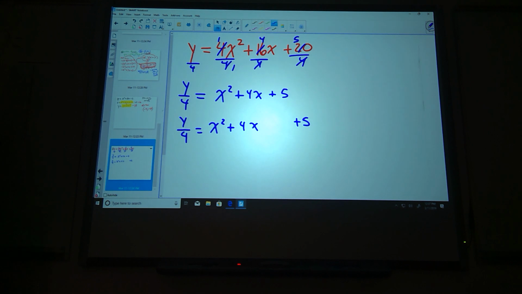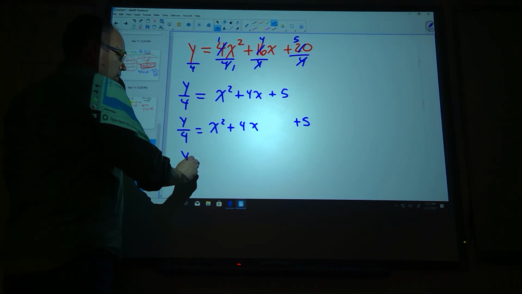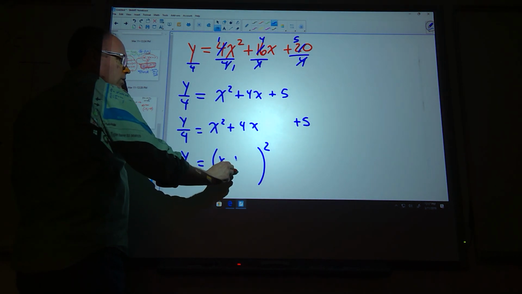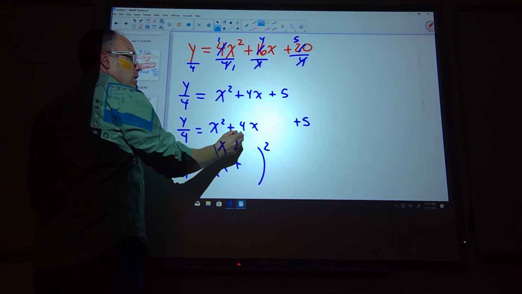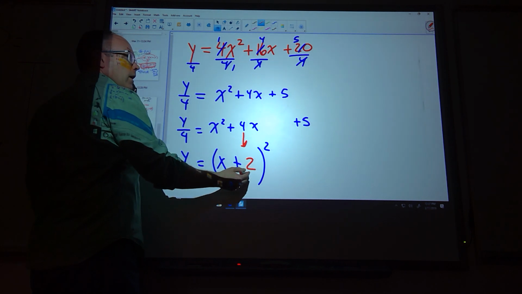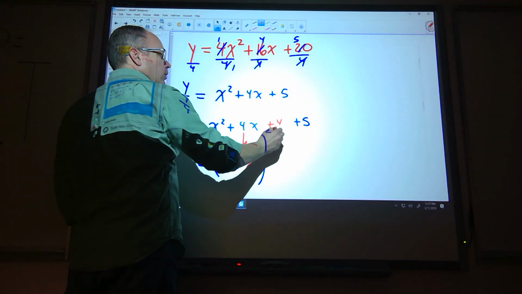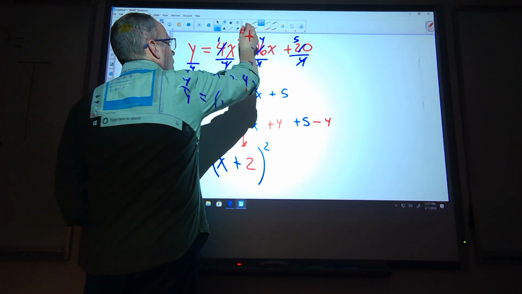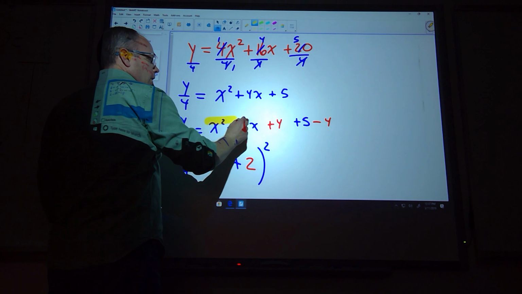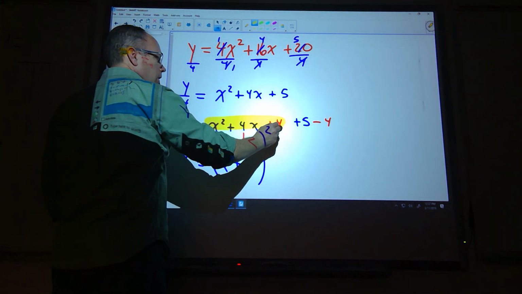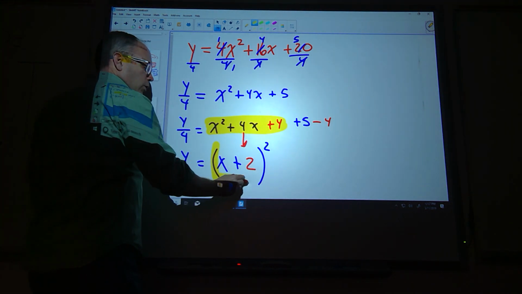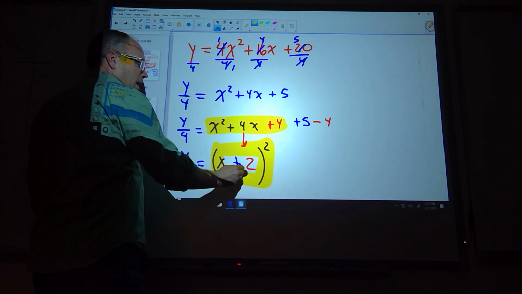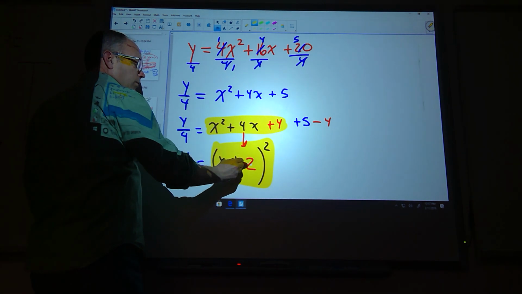Yeah. Cool. So I'm also going to write this. It's going to be x plus 4. Half of 4 is 2, 2 squared is 4. If I add 4, I also subtract 4. So this part right here is my perfect square trinomial. If I were to multiply this out, because I have x plus 2 and x plus 2, I'd wind up with x squared plus 4x plus 4.